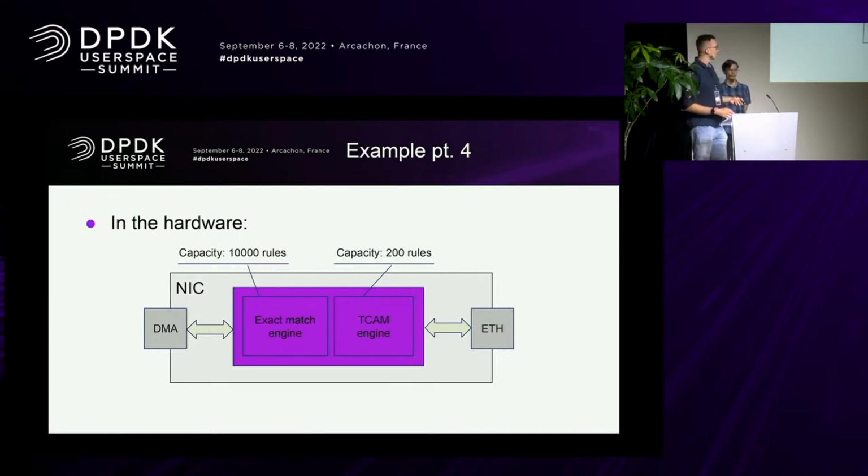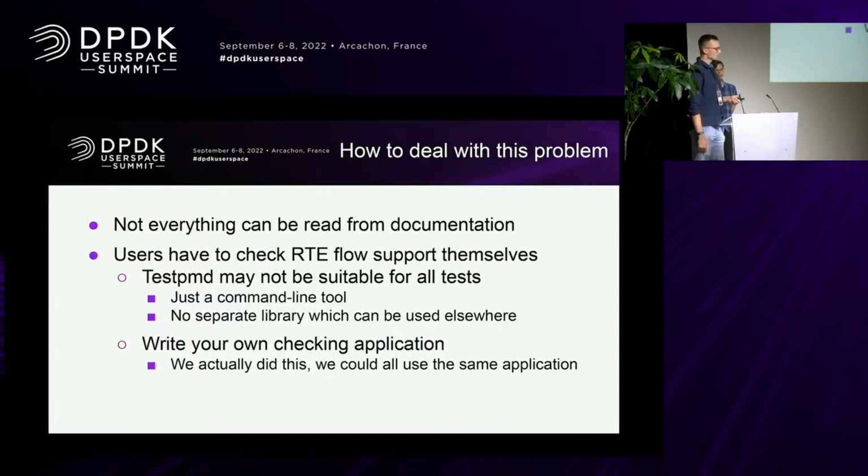Sometimes there are capacity issues, as here, and sometimes maybe the rules can be offloaded, but the throughput goes down to, let's say, 50% or something like that. So I think that's the problem we are dealing with. And now, how to deal with it?